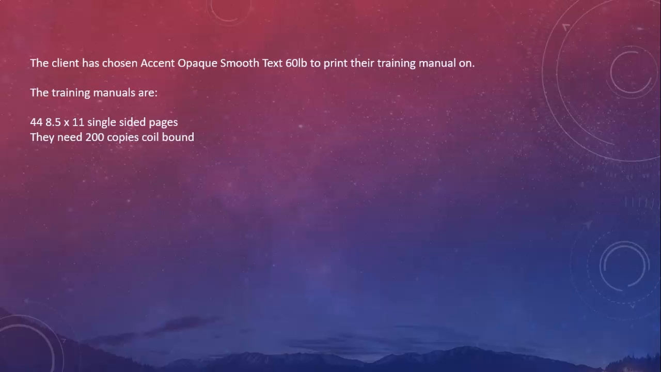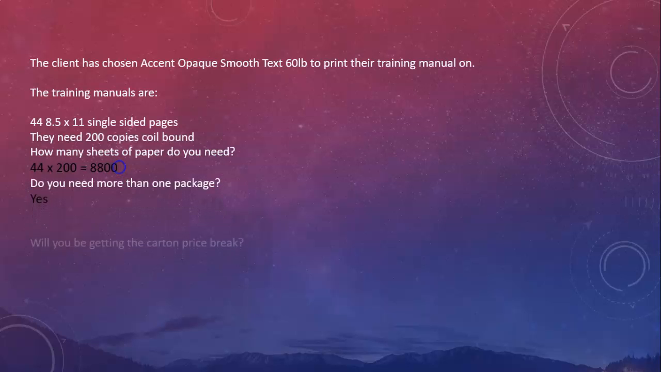Okay, so hopefully you got all these answers right. So the training manuals are 44 8.5 by 11 single-sided pages. They need 200 copies, coil bound. So how many sheets of paper do you need? 44 single-sided sheets times 200 copies equals 8,800 sheets of Accent Opaque Smooth Text 60 pound. Do you need more than one package? Obviously. Will you be getting the carton price break? You betcha.